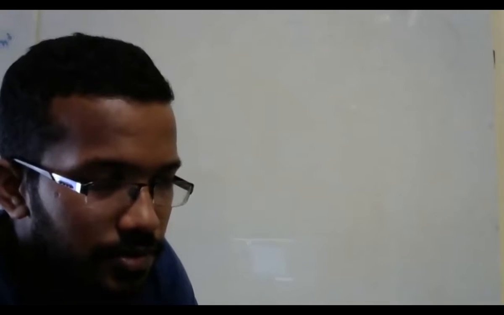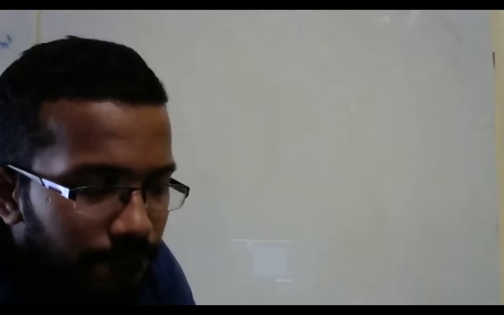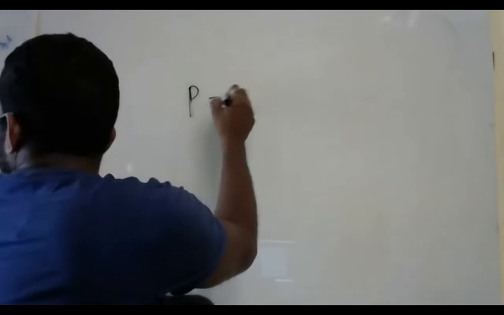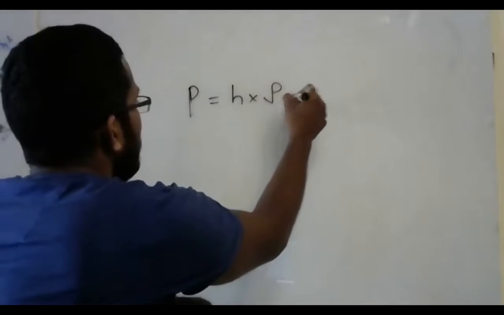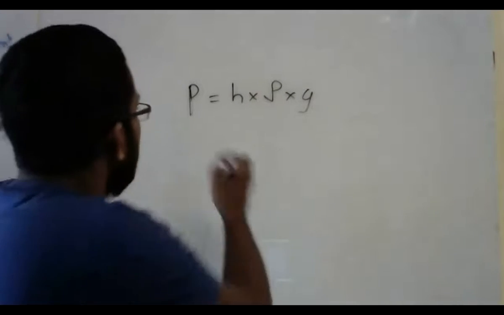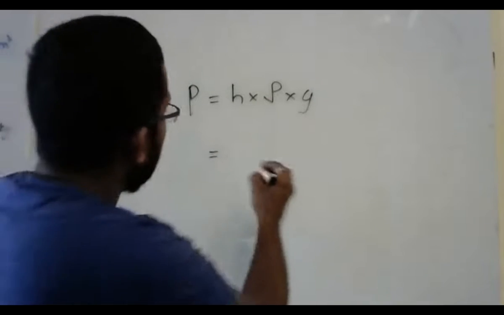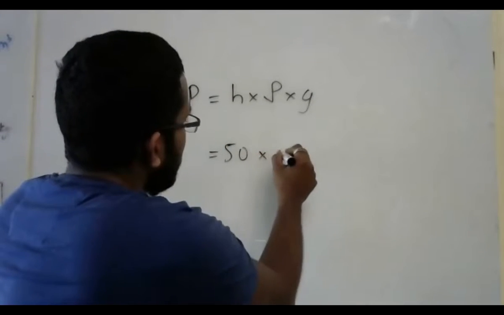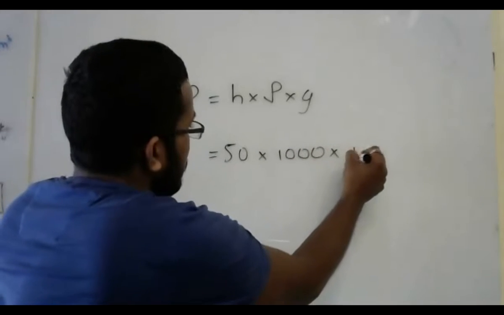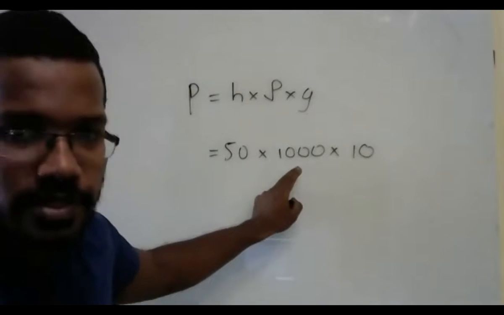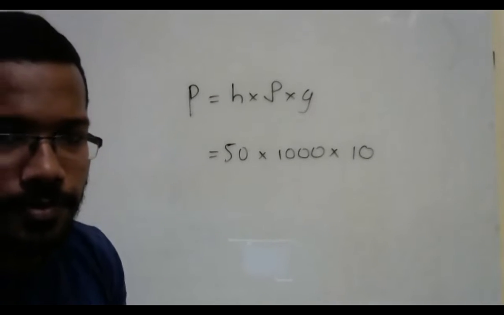So why do you multiply by 1000 into 10, sir? The pressure due to the liquid is equal to height times density times gravity. So that's the 50 meters height, density of water is 1000, and gravity is 10. You don't have to memorize this, it's given in the paper. Okay, sir. Yeah. All right.